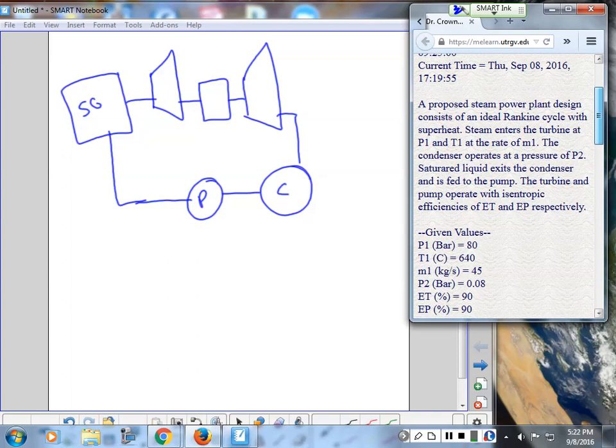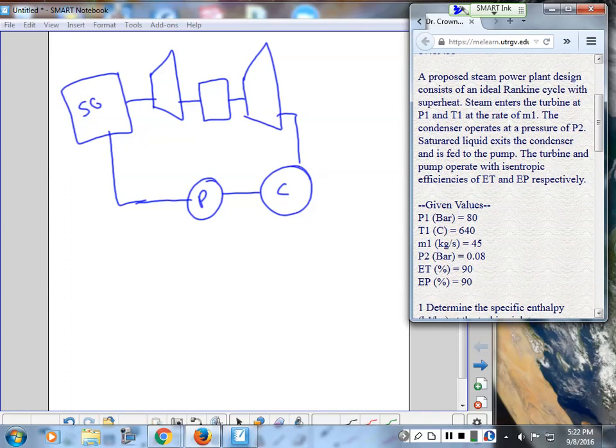Okay, so this is getting ahead. This problem would be for the next homework set. So this first set's really easy. It doesn't have reheat, it just has superheat is all. The only thing it has is isentropic efficiencies.